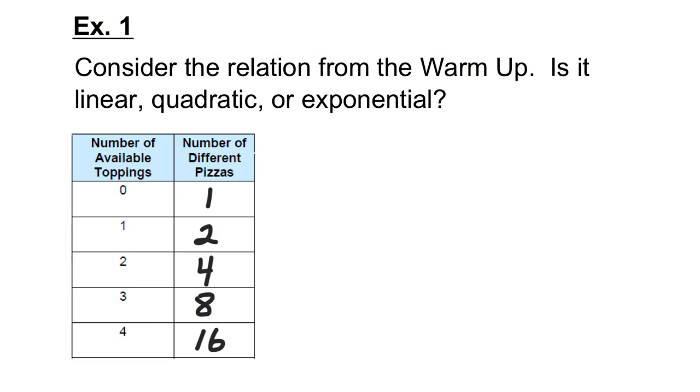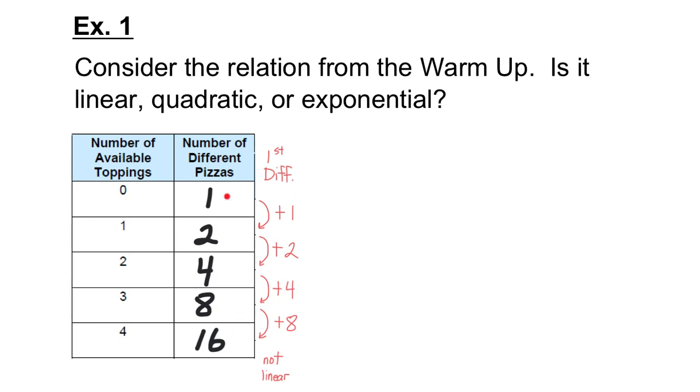So how can you tell if a function is linear, quadratic, or exponential? Well, let's look at the warm-up examples again. When we had 0 toppings available, there was 1 different pizza we could make. When there was 1 topping available, we could make 2 different kinds of pizzas, etc. We already went through how we got these numbers. To see if this is a linear function, I can test the first differences. 2 minus 1 is 1, 4 minus 2 is 2, 8 minus 4 is 4, 16 minus 8 is 8.